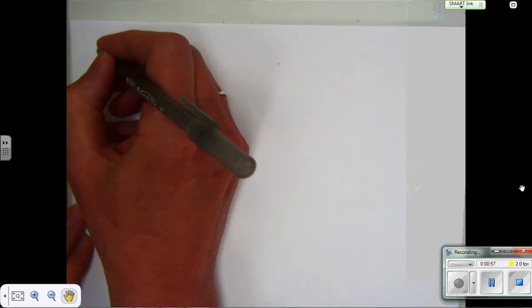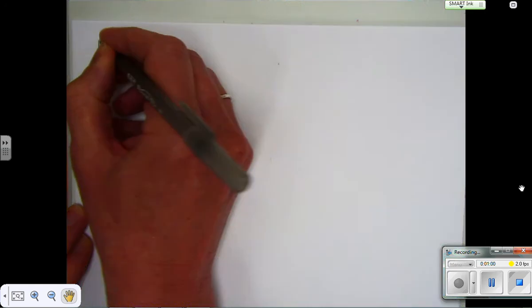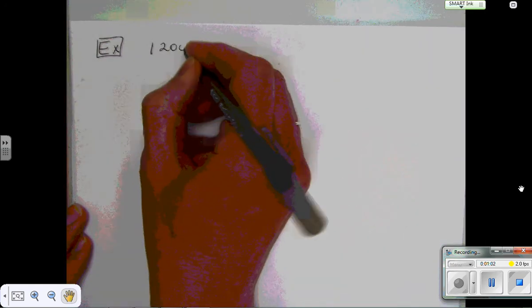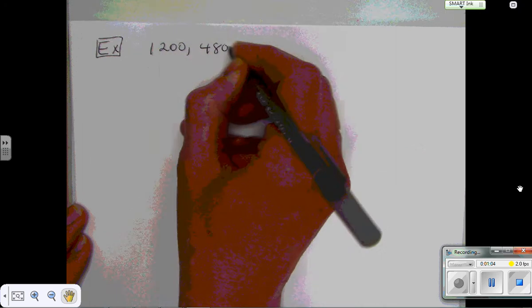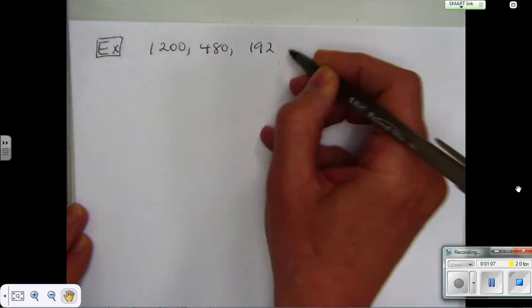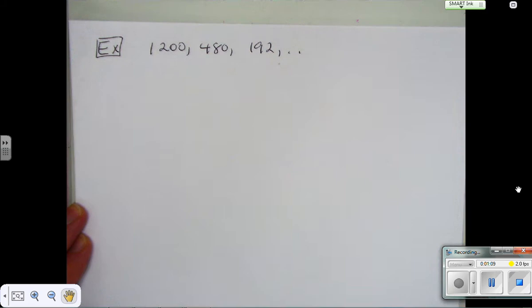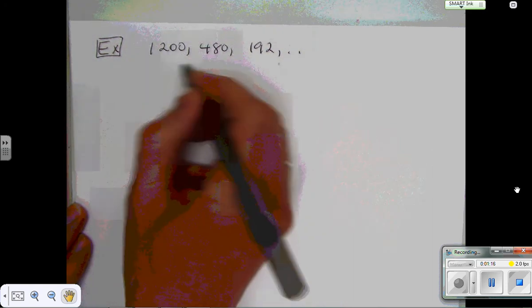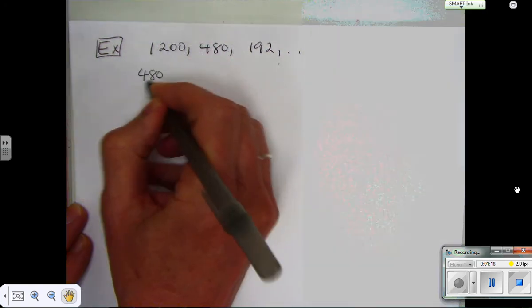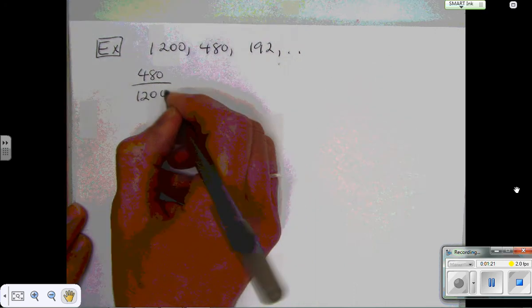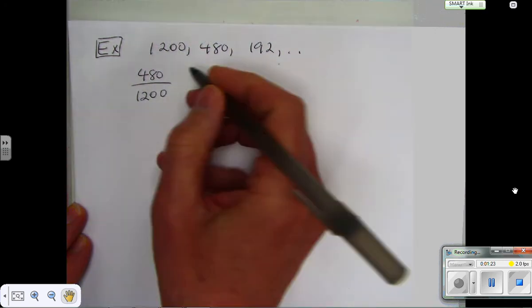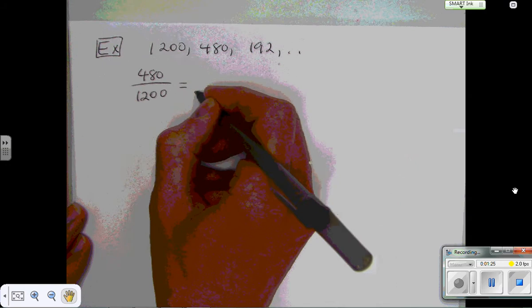So on the first example, it says to find the next two terms of the geometric sequence. And it gives you 1200, 480, and 192. So to find the next two terms, I need to find the ratio that they're multiplying by to get each number. So what I'm going to do is take the second term, divide by the first term, and that's going to give me the ratio. So when you divide, you should get 0.4.